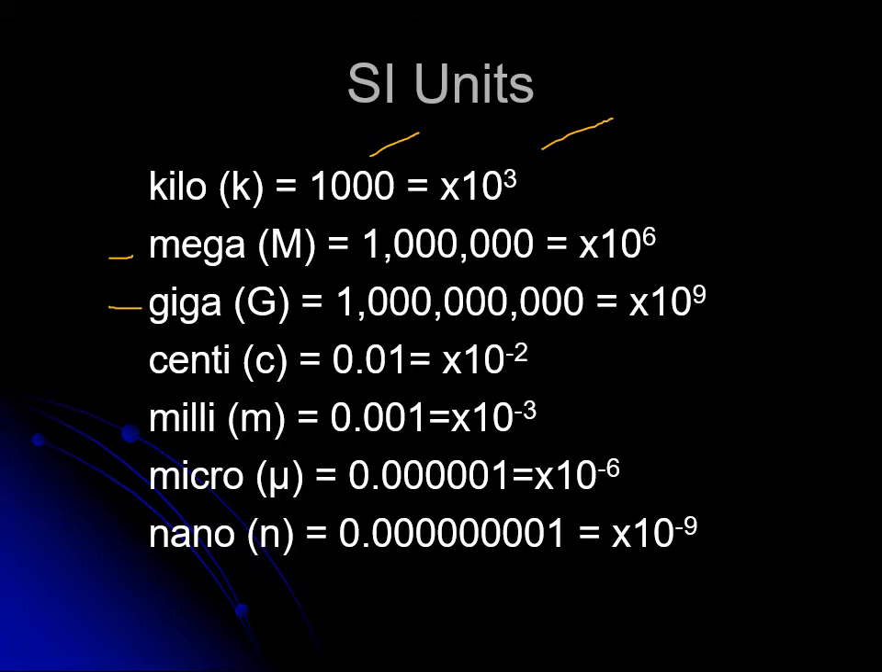A giga is a billion. So if you have planets that are billions of kilometers away, then rather than writing a huge number like that, we'd say something times 10 to the 9. Or a micro or a nano. A nano is 10 to the minus 9. Rather than writing a number with a whole bunch of decimals, we'd write it like this.